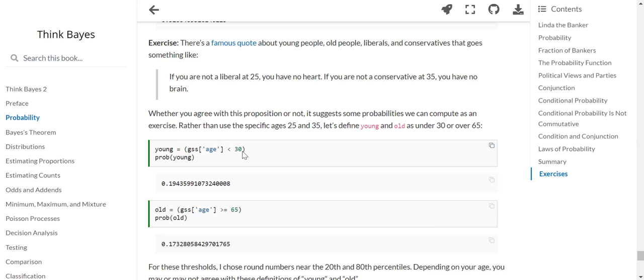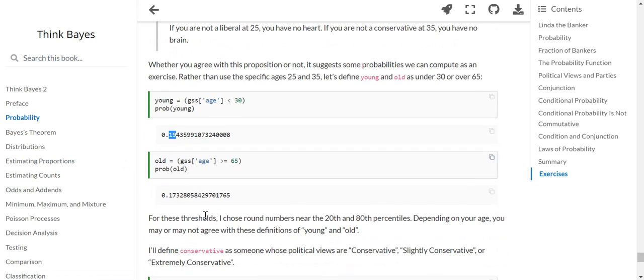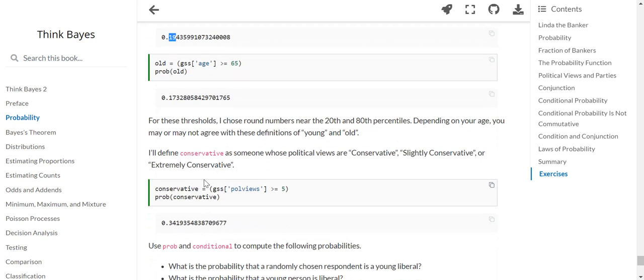So the probability of someone being young in our sample space is 20%, while the probability of someone being old in our sample space is 17%. For these thresholds, I chose round numbers near the 20th and 80th percentile. Depending on your age, you may or may not agree with these definitions of young and old. That obviously makes sense. I'll define conservative as someone whose political views are conservative, slightly conservative, and extremely conservative. Okay, so now we have the probability of being conservative.